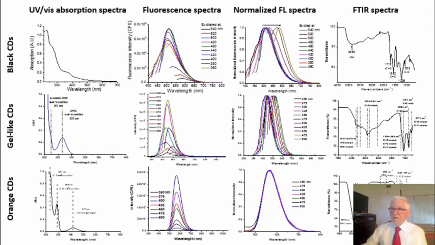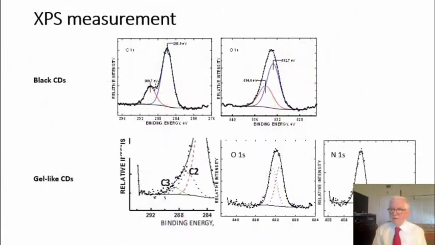And there is a correlation between these measurements and X-ray photoelectron measurements. The reason I'm saying that is because with black we have the carbon 1s, the oxygen 1s, but the nitrogen 1s is very, very low, so we were not able to detect it. So there is a correlation showing that the black carbon dots do not show by FTIR a huge peak due to nitrogen doping, but the gel-like, yes, we see it.